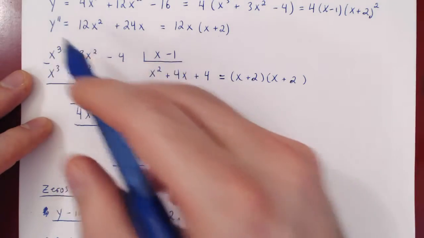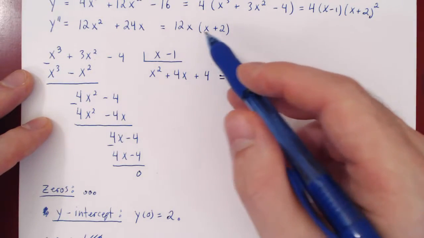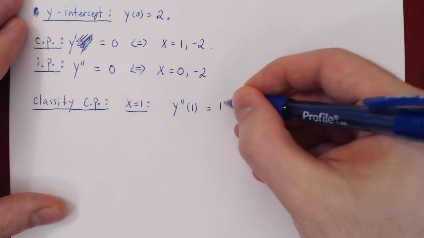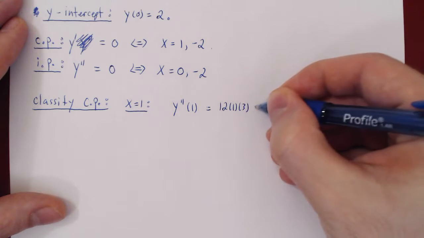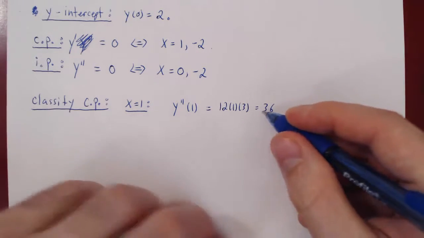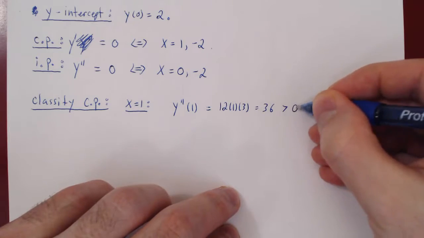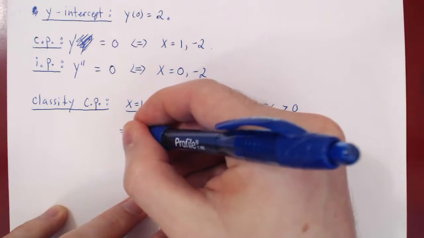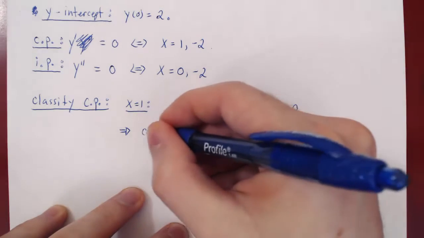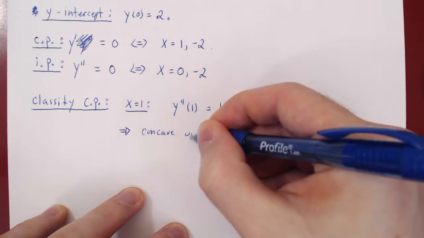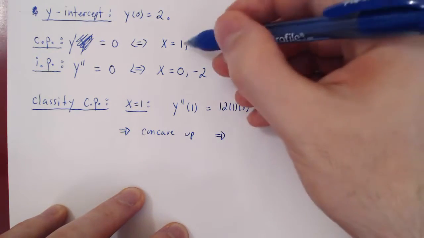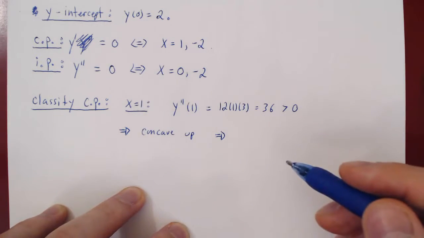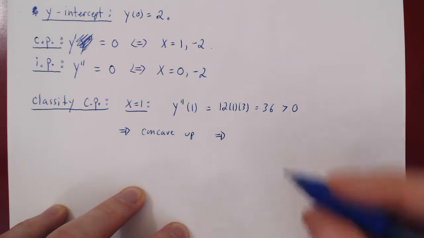So here's the second derivative. If we plug in x equals 1, we get 12 times 1 times 3, which happens to be 36. We don't care that it's 36 as much as the fact that it is positive. So the second derivative is positive, so the curve is concave up at x equals 1. Since the curve is flat at x equals 1, the derivative is 0, and the curve is concave up, x equals 1 is a local minimum.